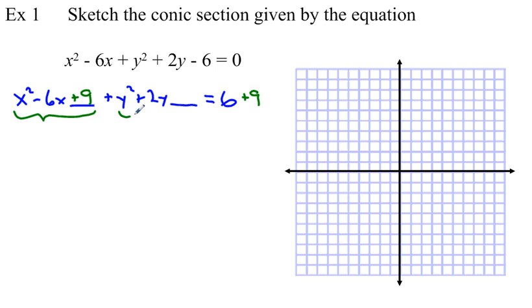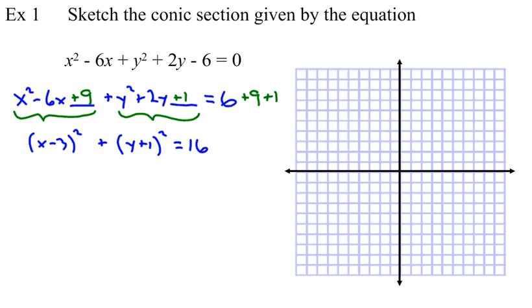Now let's do the same thing here. We want these 3 terms to be a perfect square trinomial. So I'm going to take half of 2, which is 1, square that, I get plus 1. And I'll put plus 1 over here to keep things balanced. So now, these first 3 terms can be factored as x minus 3 times x minus 3, which we can write as x minus 3 squared. These next 3 terms can be factored as y plus 1 times y plus 1, which we can write as y plus 1 squared. Equals, let's put this stuff together over here, so it equals 16.